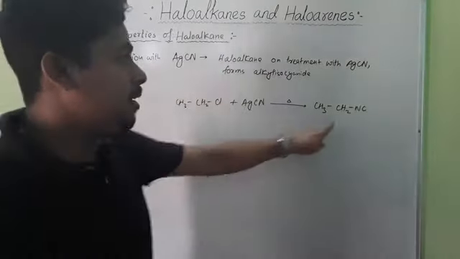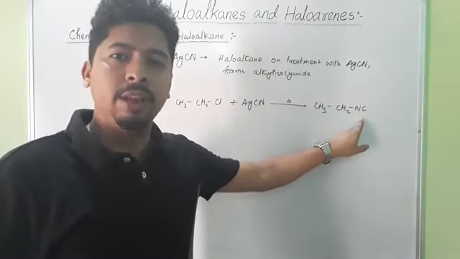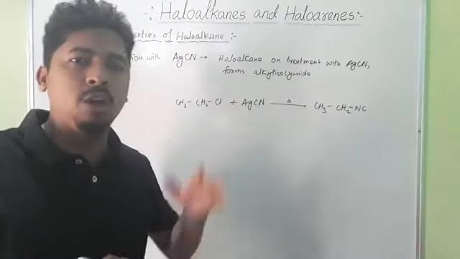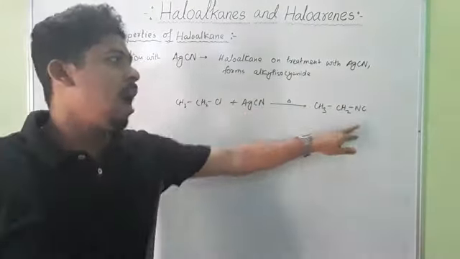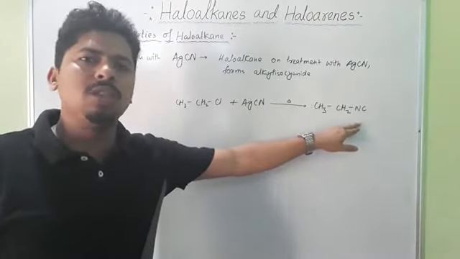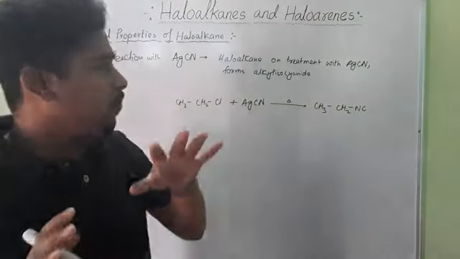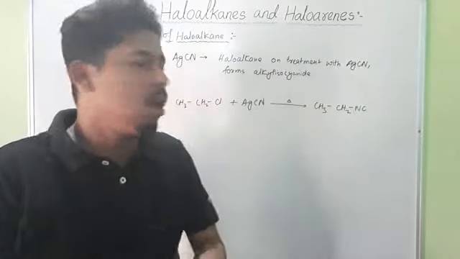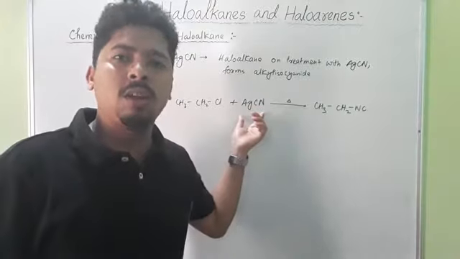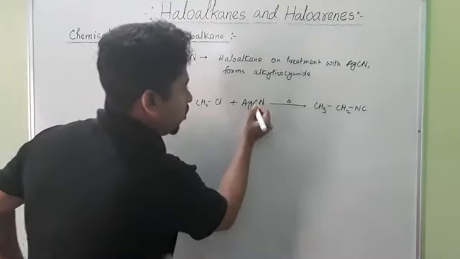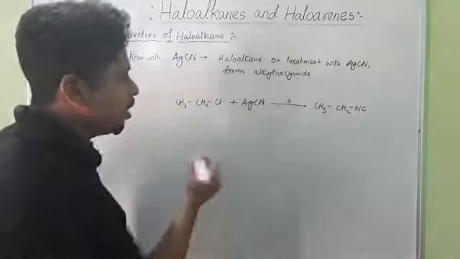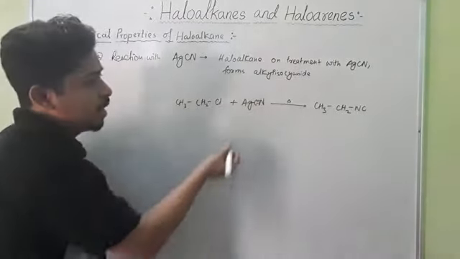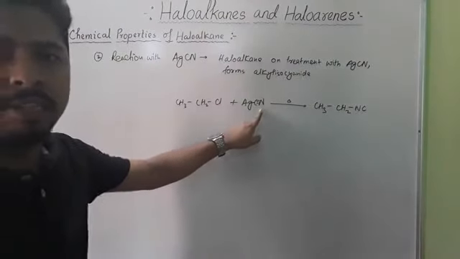If this is CN, then it's called cyanide, and if it is NC, then it's called isocyanide. In the presence of KCN or NaCN, it will form cyano compounds, but in the presence of AgCN, it will form isocyanide. Now the question comes, why? In the previous reaction, NaCN or KCN are ionic compounds, but AgCN is a covalent molecule. Here this bond is a covalent bond, and the maximum charge density is over nitrogen. So nucleophilic attack is carried out only by nitrogen.